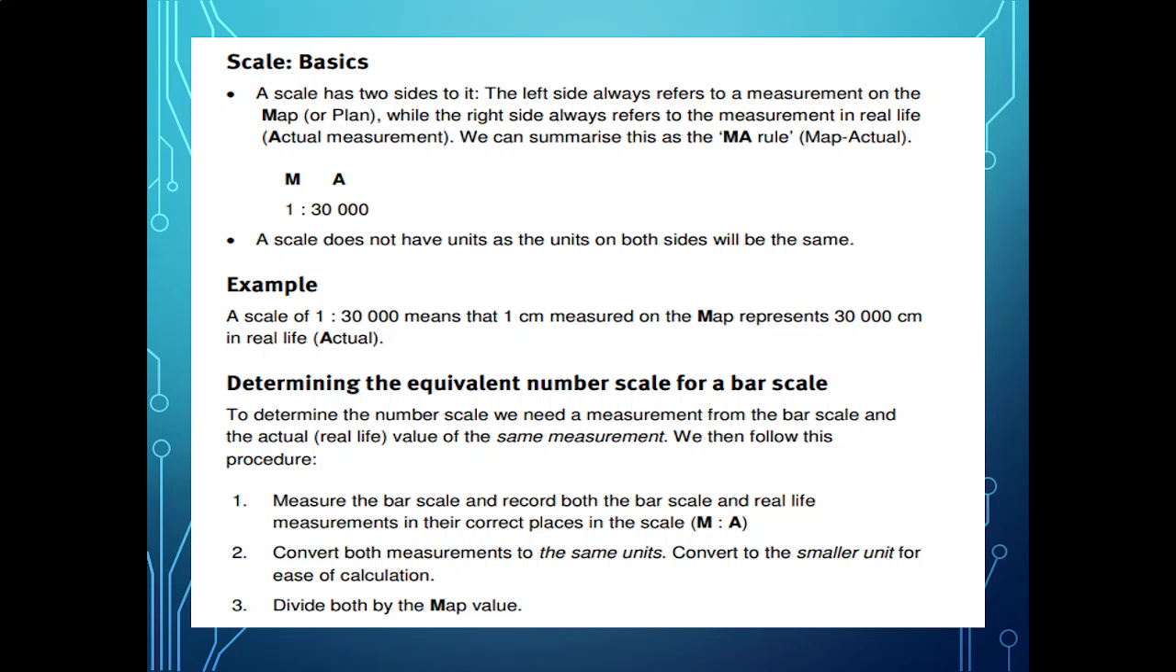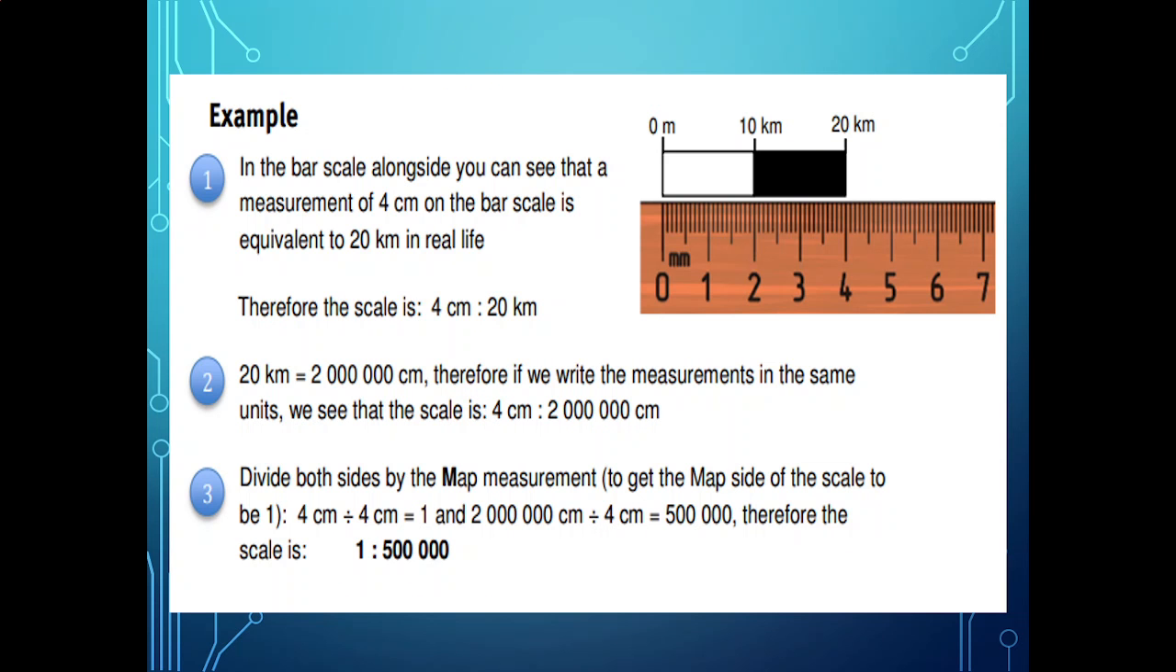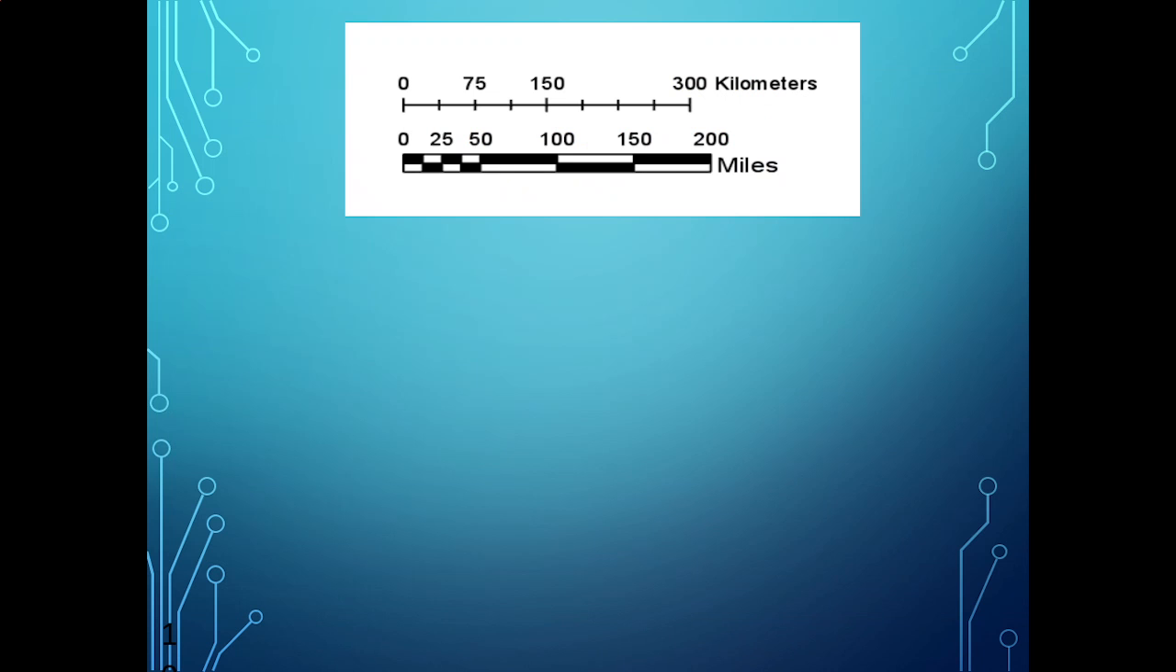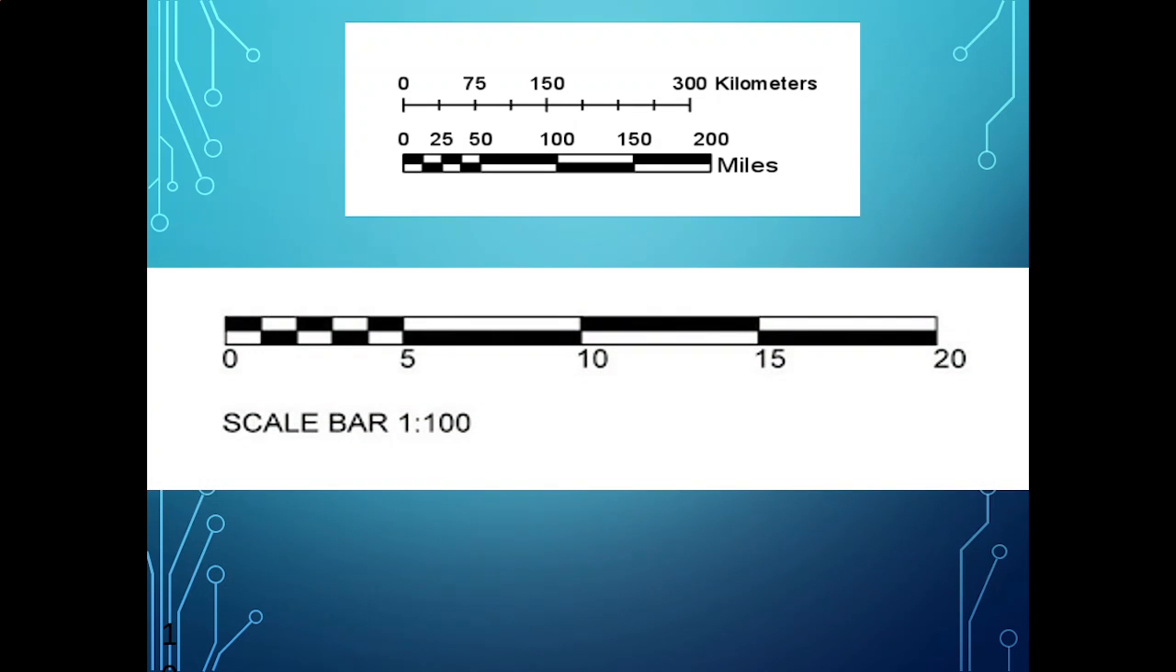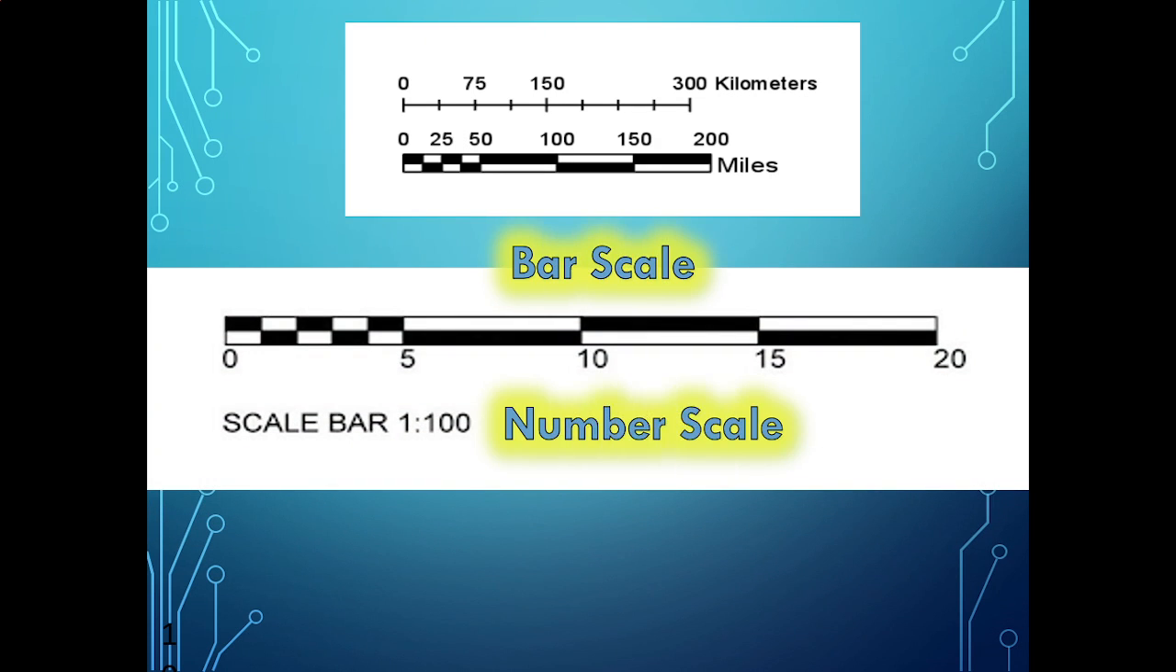Now, we already calculated scales. I'm not going to do this again. We did this in lesson 1, it's just a recap. Now, there's the bar scale, there's another bar scale, and then a number scale. I already explained this to you. 1 unit on the map is 1 unit in real life. 100 units in real life on this scale here.